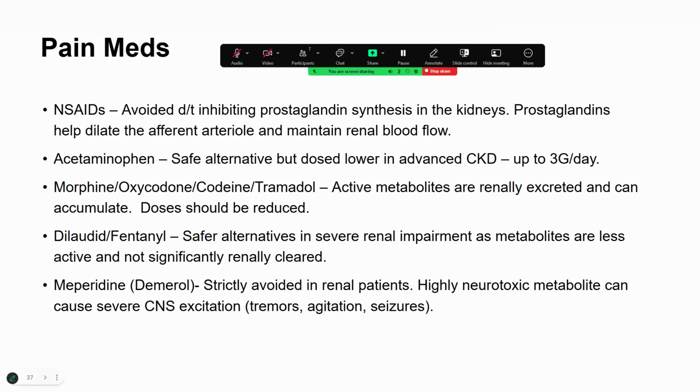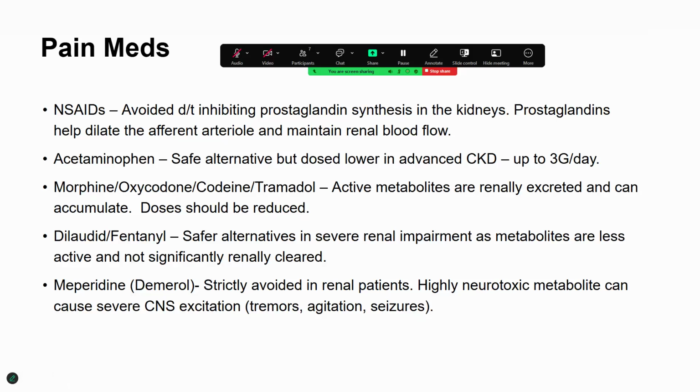So Tylenol is the safe alternative, but it's dosed lower in CKD patients. So that's 3 grams a day recommended for CKD. Morphine, oxycodone, codeine, and tramadol have active metabolites that are renally excreted, and these products can accumulate. So they should have reduced doses of this product.